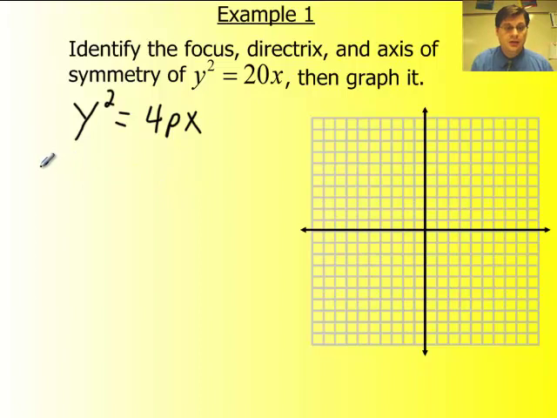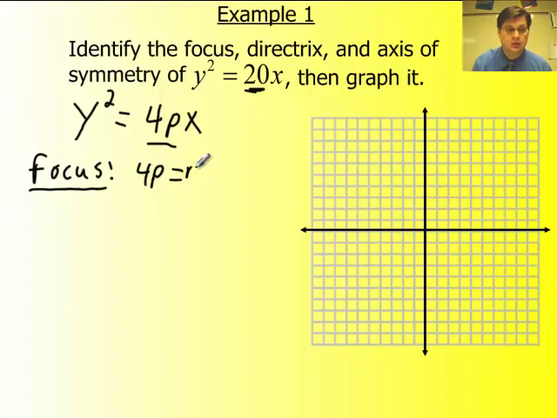Now that we have that, the first thing I want to do is find the focus. So we're going to write focus here, and I'm going to underline that, and do my work for finding the focus. Since the focus is equal to p, we want to find p here. Right here we have 20, and then x. Well, 20 is equal to 4p according to our equation here. So 4p equals 20, so therefore p has to equal 5.